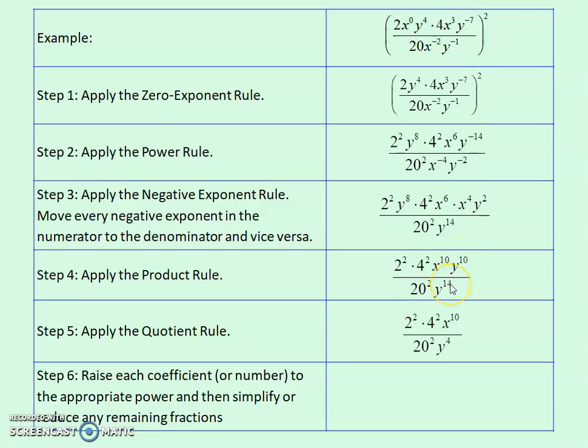And 10 minus 14 is -4, so I would leave that at the bottom, or move it back to the bottom. And finally, I would simplify these numerical coefficients. 2 to the power 2 is 4, 4 squared is 16, 20 squared is 400, and simplify, and that's what I end up with.